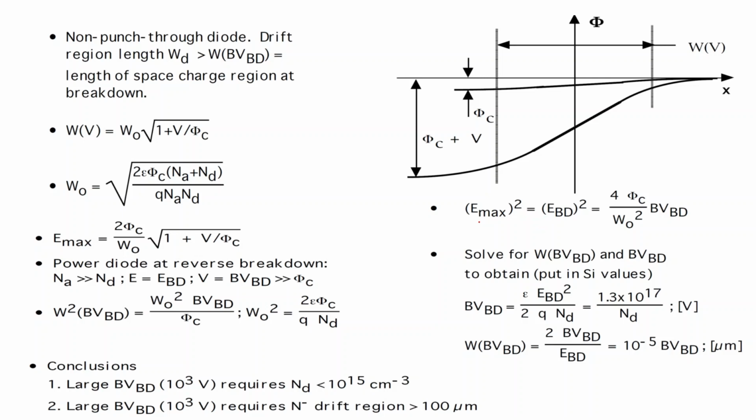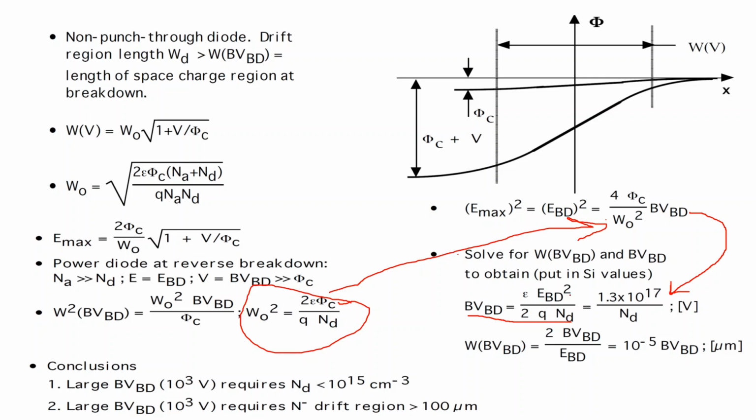Now do the same thing for this Emax. You can do this in your notes. Put V equal to breakdown voltage, and then you will get this expression, EBD square is equal to 4 phi c by W naught BVBD. Now just put this W naught square here. So the breakdown voltage is equal to this quantity.